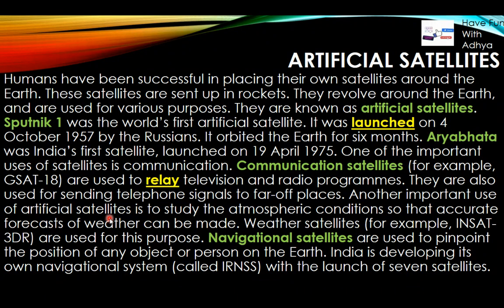Another important use of artificial satellites is to study the atmospheric conditions so that accurate forecasts of weather can be made. Weather satellites, for example, INSAT-3DR, are used for this purpose. Navigational satellites are used to pinpoint the position of any object or person on the Earth. India is developing its own navigational system called IRNSS with the launch of 7 satellites.